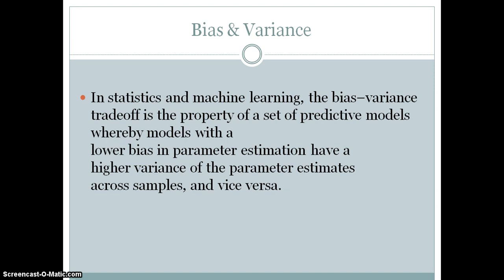So in statistical and machine learning, the bias-variance trade-off is a property of a set of predictive models whereby models with a lower bias in the parameter estimation have a higher variance of the parameter estimates across samples, and vice versa. So lower bias has a higher variance and higher bias has a lower variance. So what is bias, what is variance, we will see in brief.